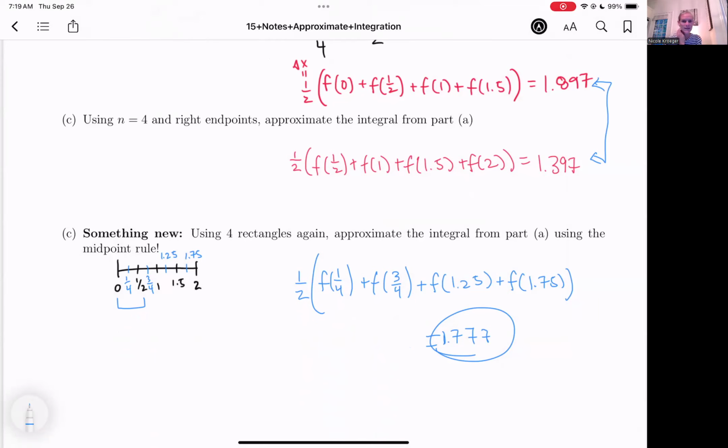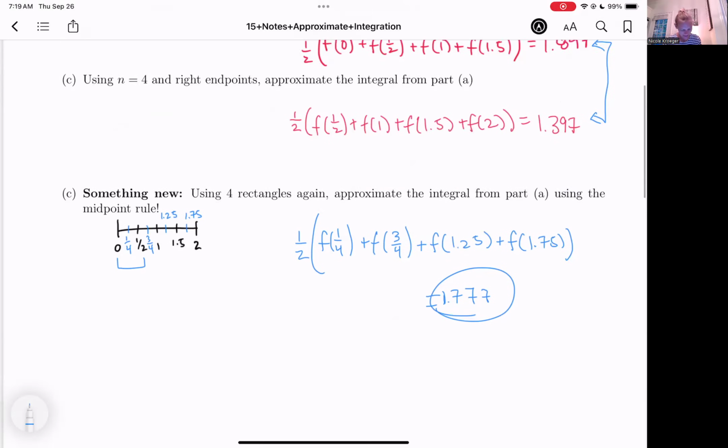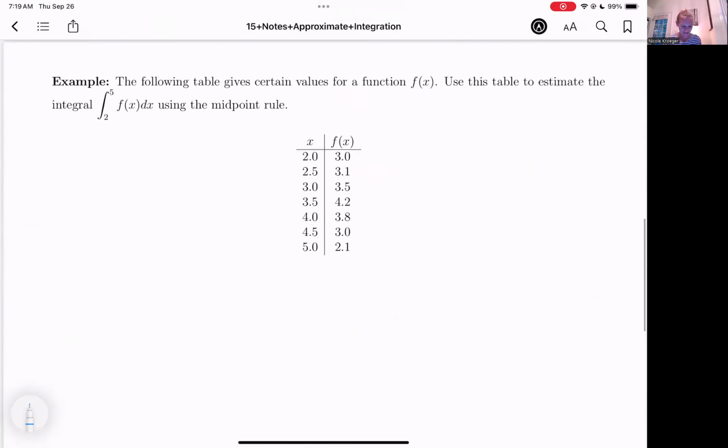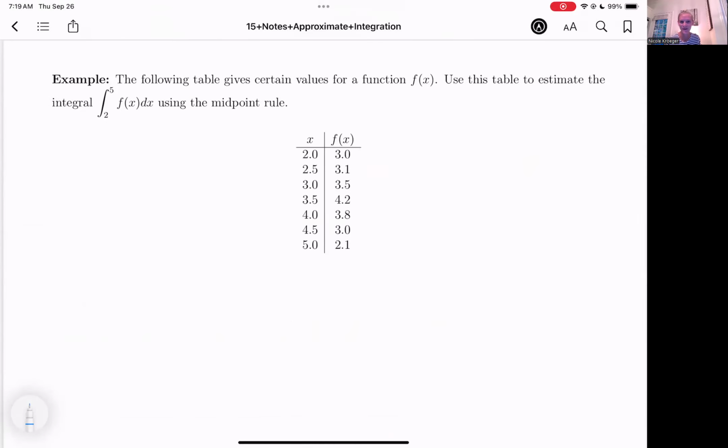Turns out that the midpoint estimate is usually better than the left or the right hand estimate. In class, we're going to learn something called the trapezoidal approximation, which is going to use trapezoids instead of rectangles. But before we do that, let's look at one more example here. So this one, we're not actually given a function, we're just given a table of values. So we're trying to estimate the integral from 0 to 5 using the midpoint rule.